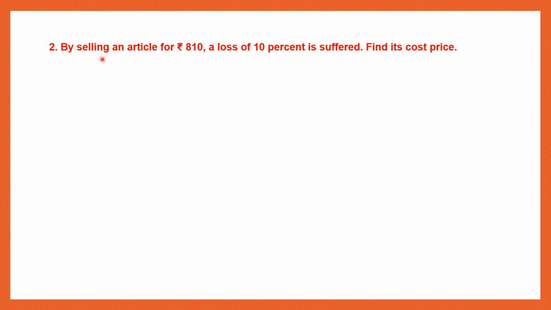Question 2. By selling an article for 810 rupees, that means selling price, a loss of 10% is suffered. So we have to find the cost price. So what is given to us? The selling price of an article is given to us, 810 rupees, and the loss percent is given to us. So now we have to find the cost price using the formula.